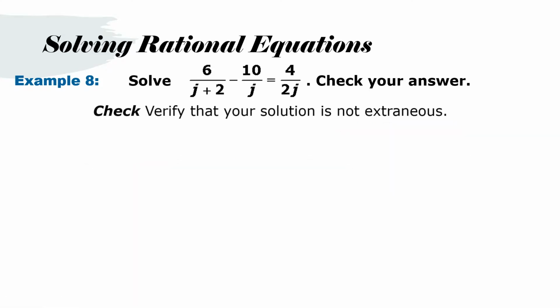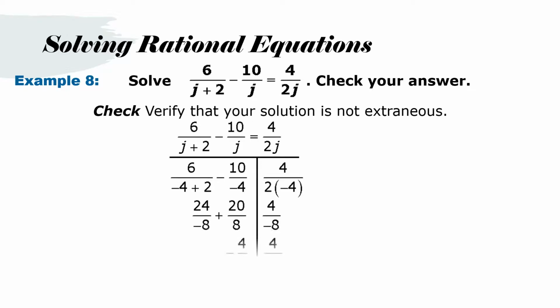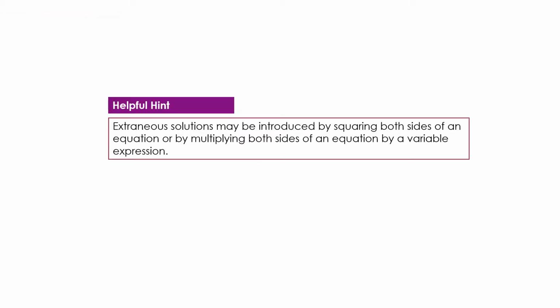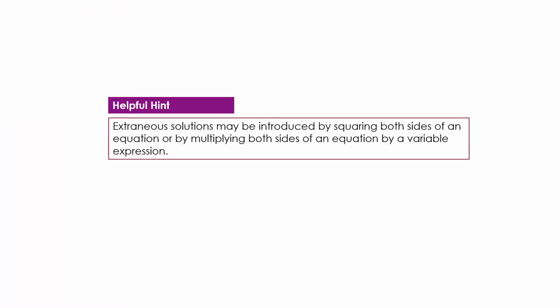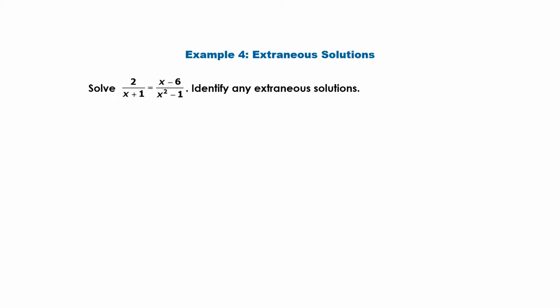And let's try to check whether it is extraneous or not. Okay. And they are equal. Therefore, the value of j here is negative 4. Now, extraneous solutions may be introduced by squaring both sides in an equation or by multiplying both sides of an equation by a variable expression. Okay, to understand better, we are going to have another example.